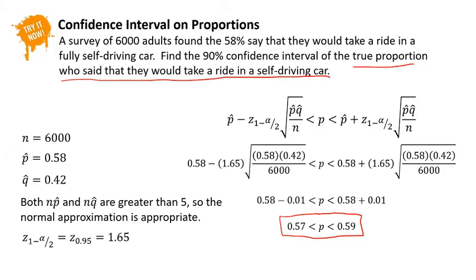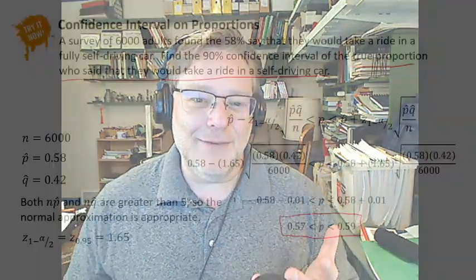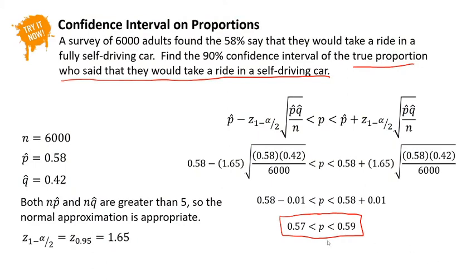So this is a large number of people that we're talking about. A large number of people everywhere. There's no way we can sample all of them, so we're providing the best estimate that we can with some degree of margin of error here. We know that it's somewhere between 57 and 59%, and we can say that with 90% confidence.